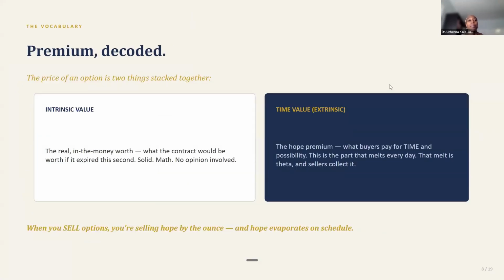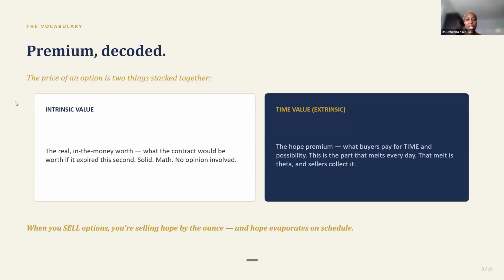All right. So what else? Premium decoded. The price in the option is two things stacked together. So what is our option price? That's our ask price, right? You have the intrinsic value, the real in the money worth of the option, what the contract would be worth if it expired this second, and you have the extrinsic value. That's like your hope premium, what buyers pay for time, possibility, the part that melts away every day. That's the theta. And the sellers, they collect that. Okay. So that's basically what makes up the option price.